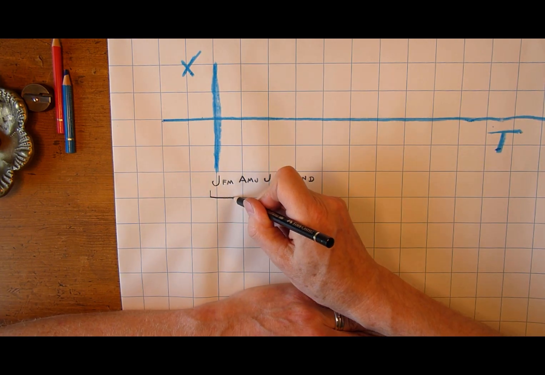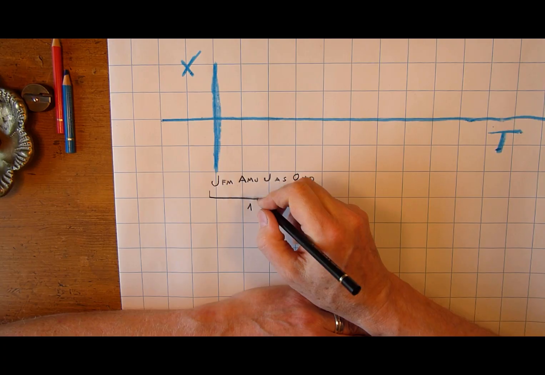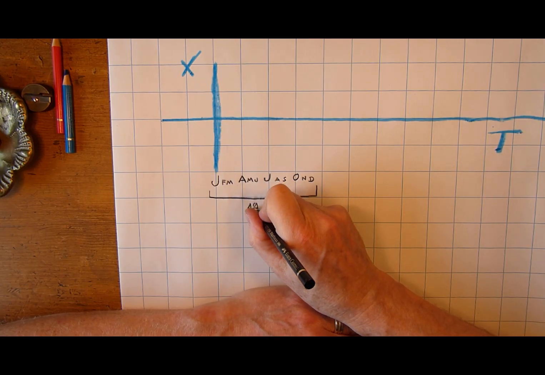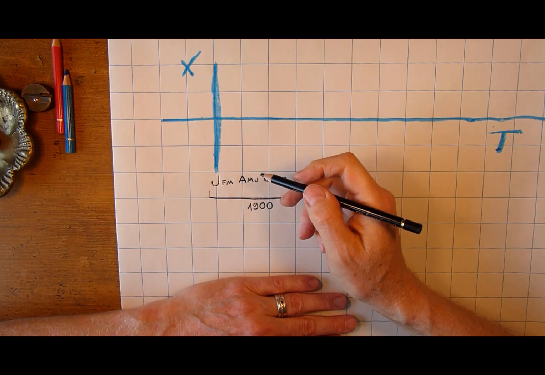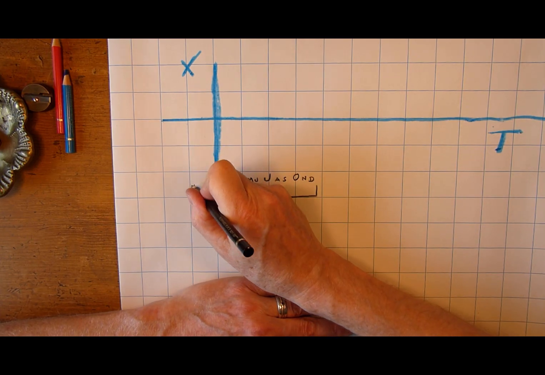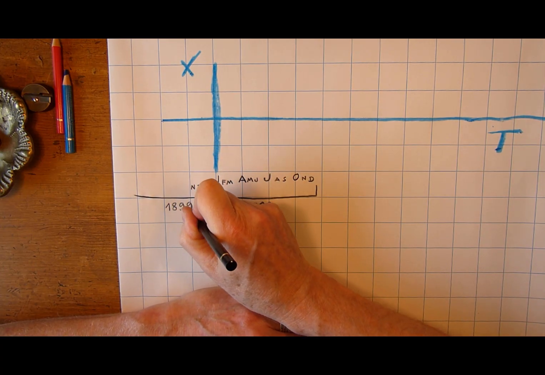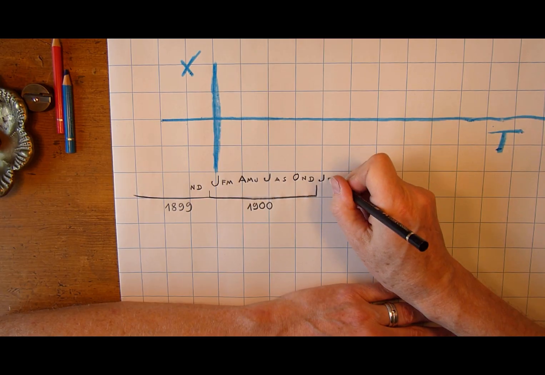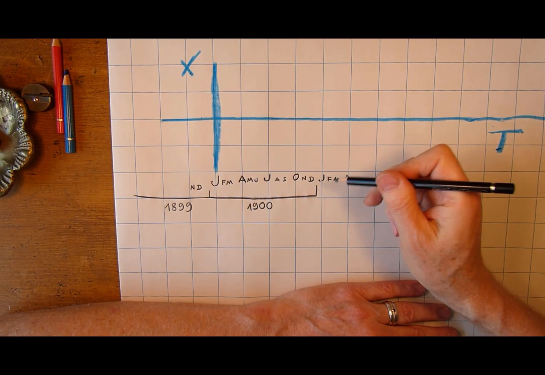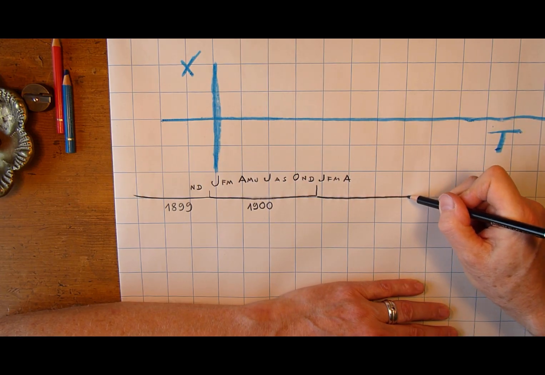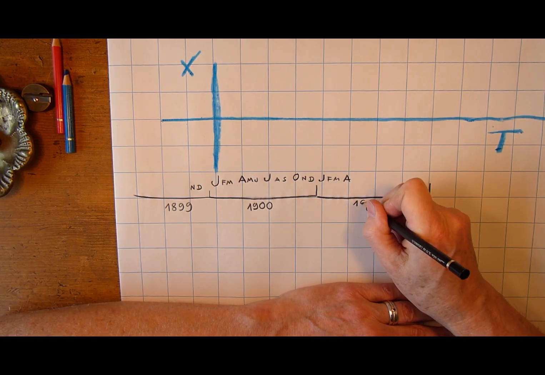And this is the first full year of the observed series, the year 1900. And the series starts in November 1899, so we have another N and another D for that year. And then the next year is 1901, and so on.